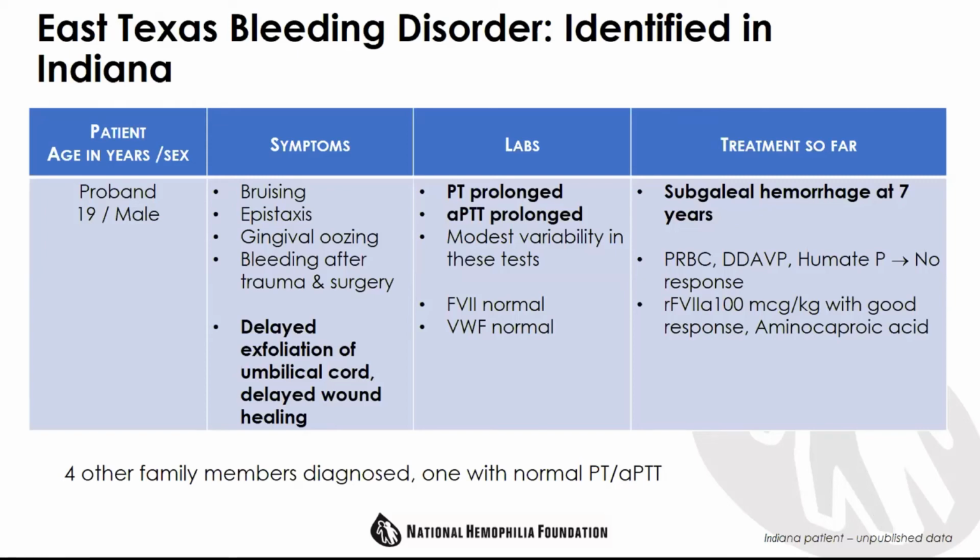Extended family members have been tested, and 4 other family members were diagnosed with East Texas bleeding disorder, and some of them had normal coagulation tests, the PT and the PTT.